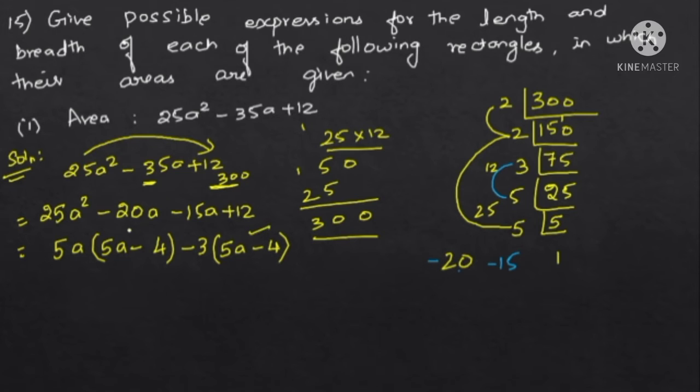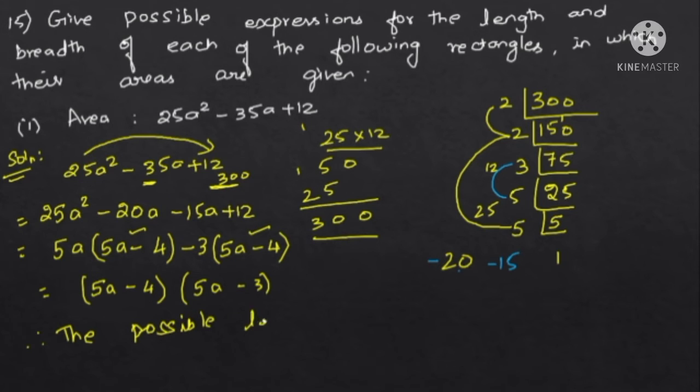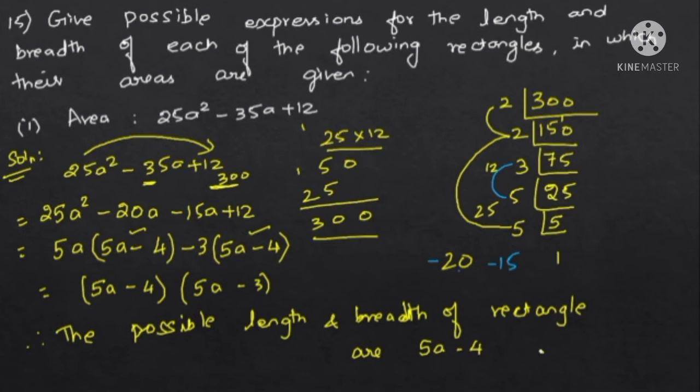Now we can see that these two brackets are same. So I can take 5a minus 4 to be commonly out. So remaining 5a minus 3. Therefore the possible length and breadth of a rectangle are 5a minus 4 and 5a minus 3.